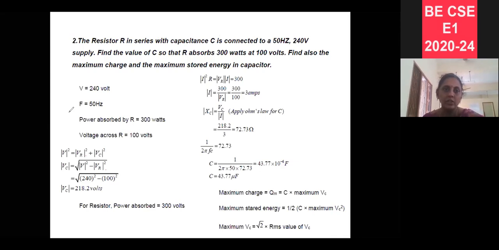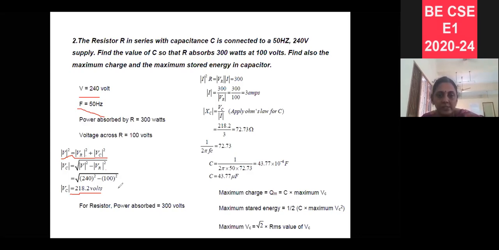Right now, very good. Now see here, the entire voltage is given to be 240 and the frequency is 50. Now, first to find the capacitance value, we use this formula: V square is equal to VR square plus VC square. So I can say VC is equal to the square root of V square minus VR square. With that we find the voltage across the capacitance. So the voltage across the capacitance is 218.2 volts, right?